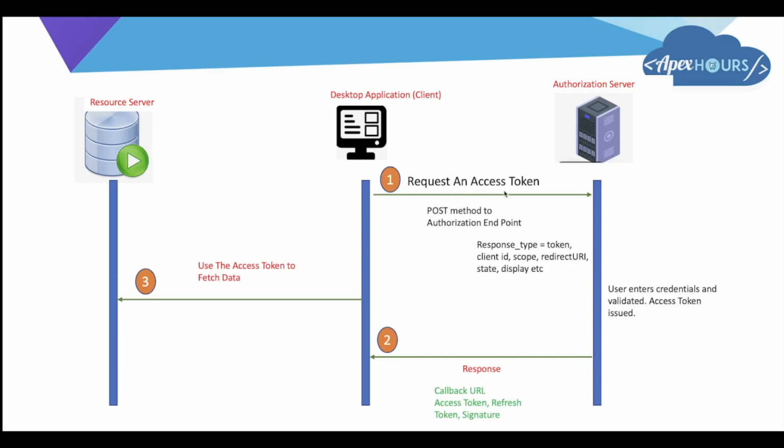Once you hit the authorization endpoint with all these values, client ID, scope and redirection URL, the web browser will show you a page where you have to enter the credentials. Once you enter the credentials, the access token will be issued in the response callback URL. Then once you get the access token and refresh token, based on that you can fetch the data from the Salesforce system using that access token. It's very simple.